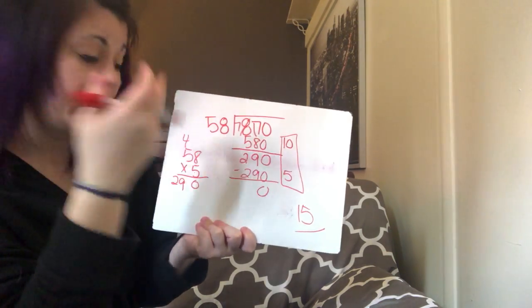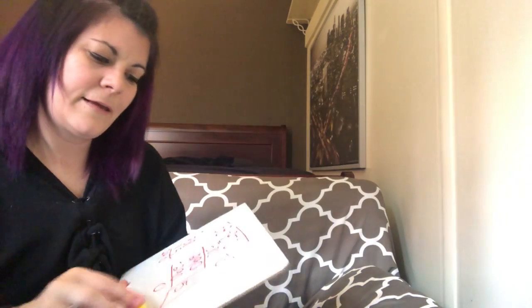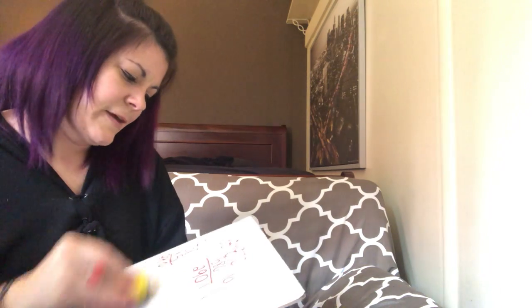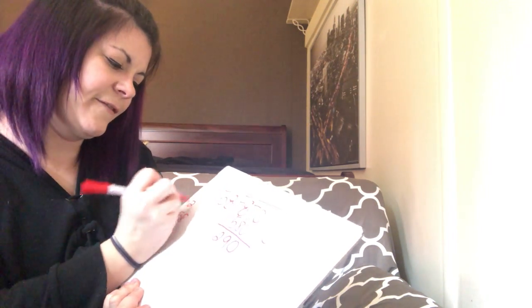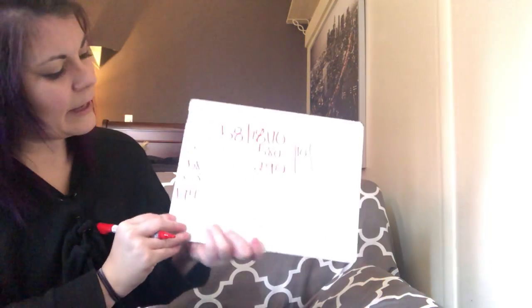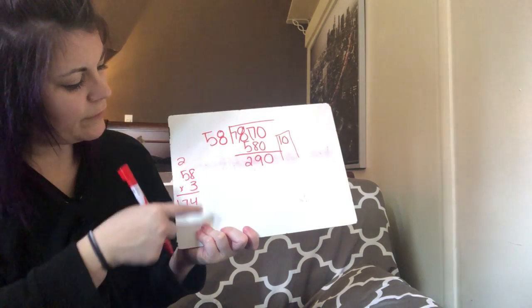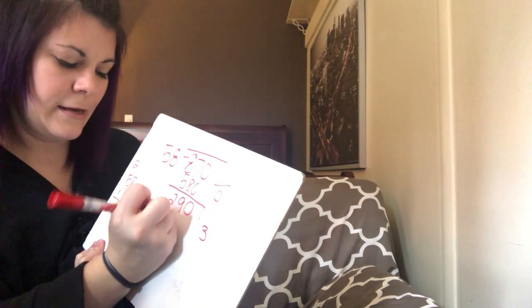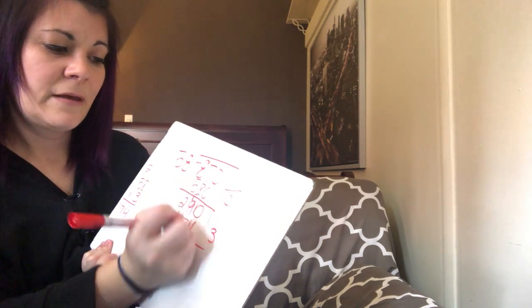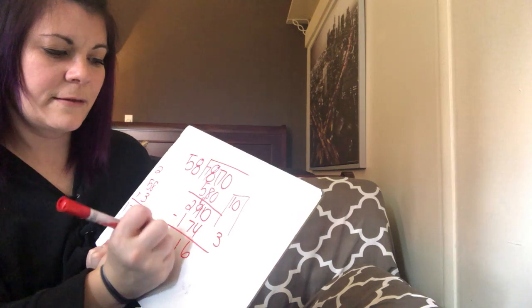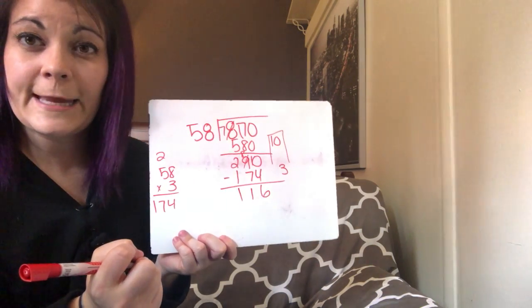Now let's say we didn't get that lucky. Let's say I said 58 times 3. So I did 58 times 3, and I get 174. So I can write down a 3, and I can do 174 and subtract that. We could keep going like this, and then I get 116.